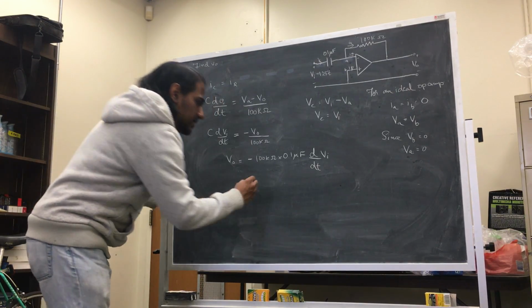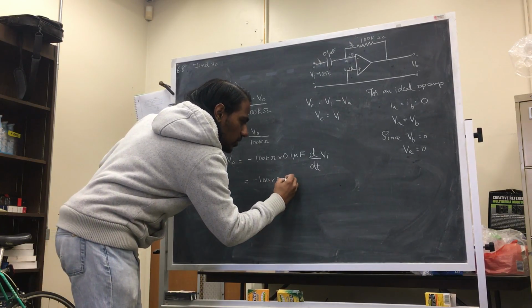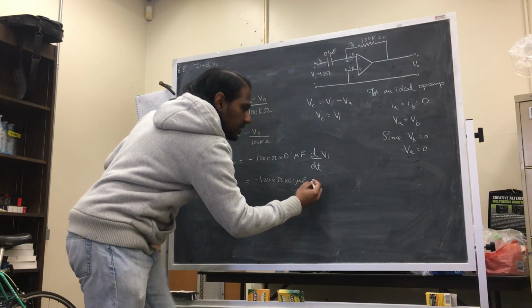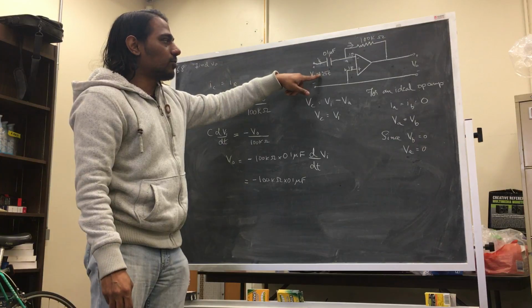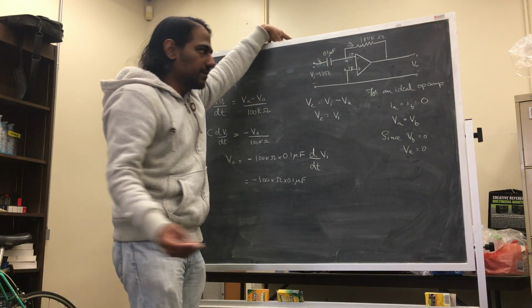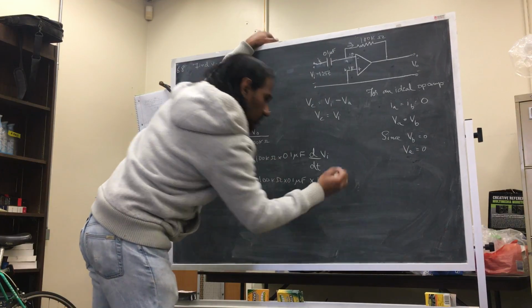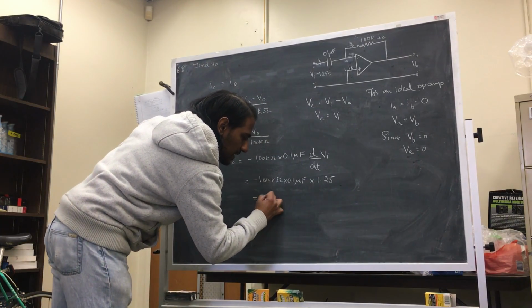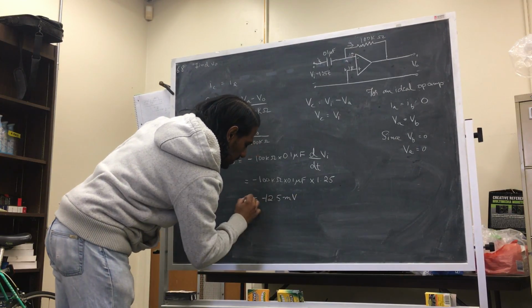So simplifying this, you would get 100 kilo ohm multiplied by 0.1 microfarad, and the differential of 1.25 t is 1.25, and you would get the answer as minus 12.5 millivolt.